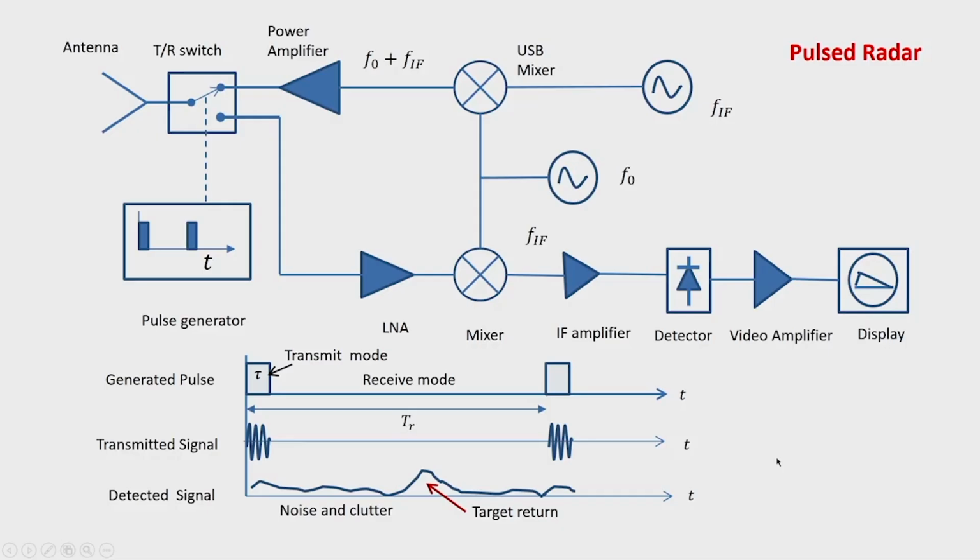Let us now briefly discuss the two types of radars and their operation. First, we consider a pulsed radar. Here we show the schematic or the block diagram of a pulse radar.